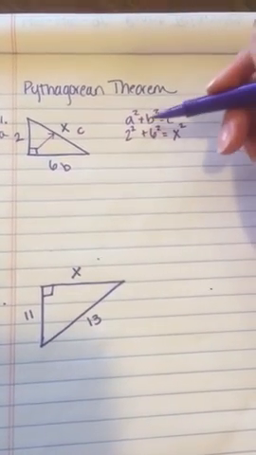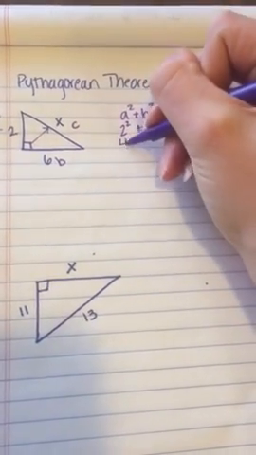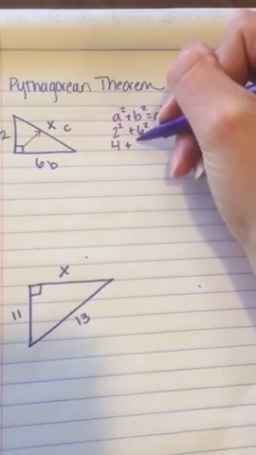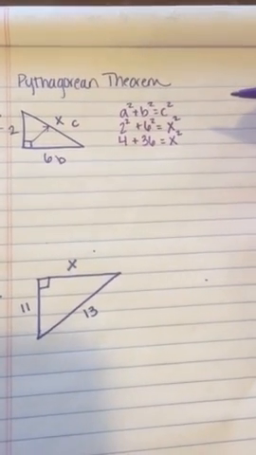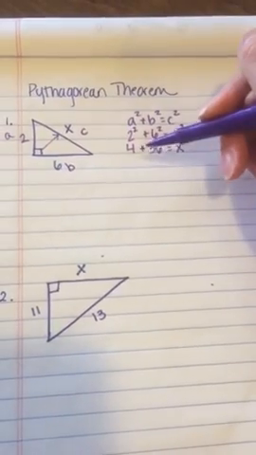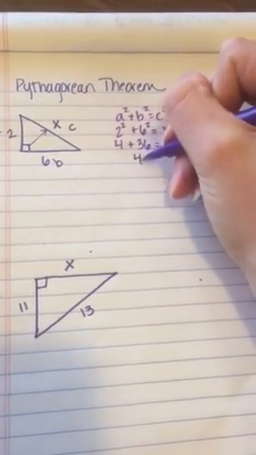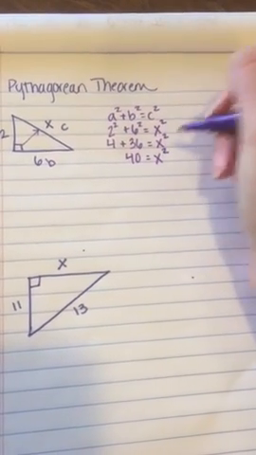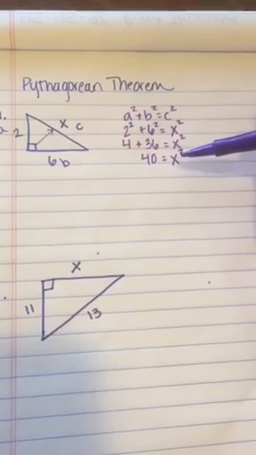From here, you need to evaluate these squares. So 2 squared means 2 times 2, and I'm going to get 4. 6 squared is 6 times 6, which is 36. And again, those are going to equal x squared. From here, we need to clean up the left-hand side. 4 plus 36 is 40. And from here, we have one more step. All right, we are not done because I don't want to solve for x squared.